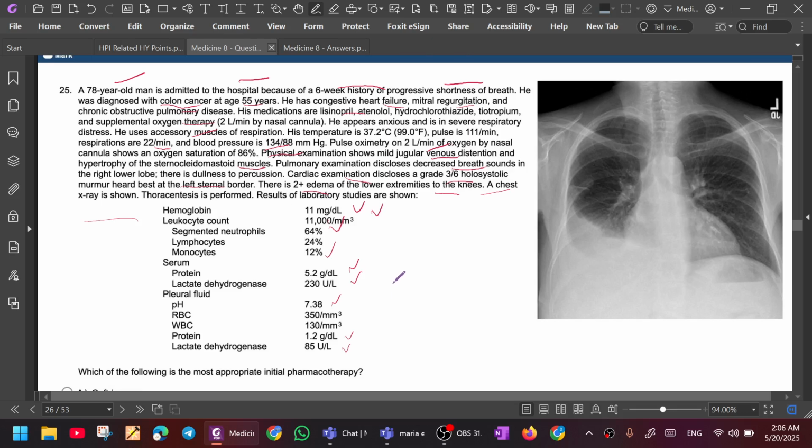Okay, let's do the Light's criteria. Pleural fluid protein divided by serum protein, isn't it? And pleural fluid LDH divided by serum LDH, isn't it? Or is it the opposite? I don't remember. I think I'm saying it right.